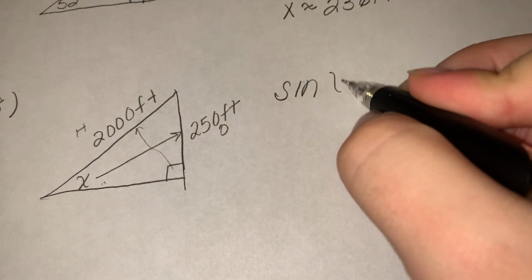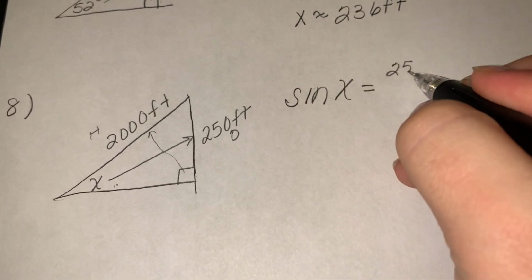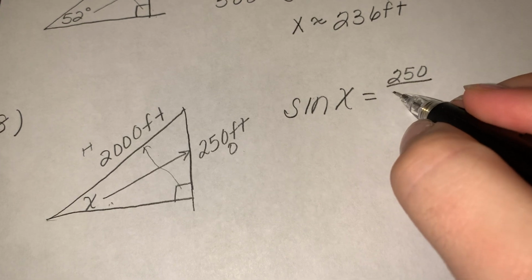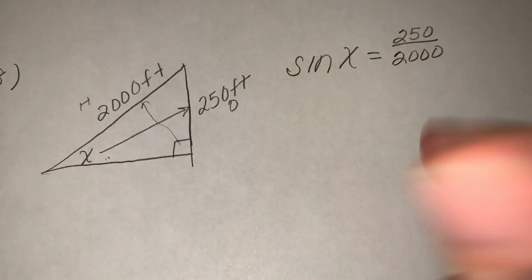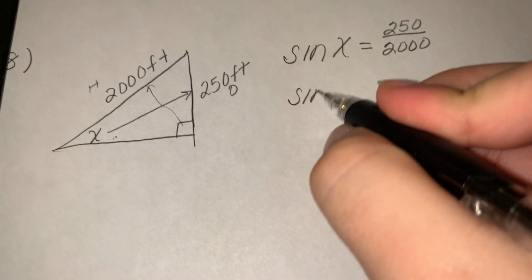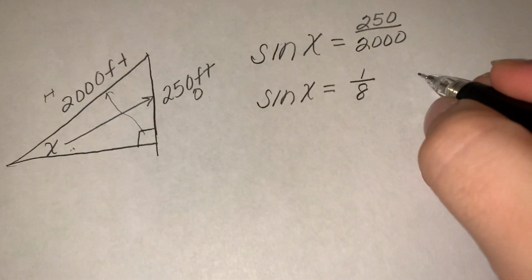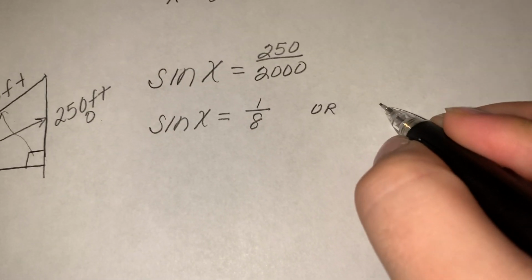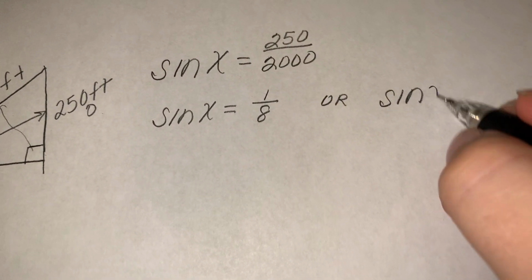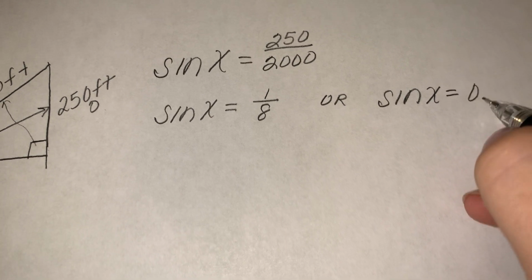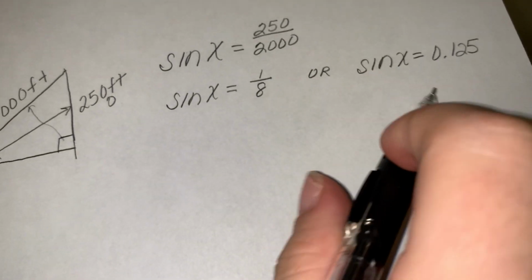So I write the sine of x equals my opposite, 250 over 2,000. Now, if you don't like this fraction, there's one of two things you can do. You can simplify this fraction, and when you do that, it gets you 1 over 8. Or you can rewrite this as a decimal. You can do 250 divided by 2,000, and it will get you 0.125. Either one of these is fine.